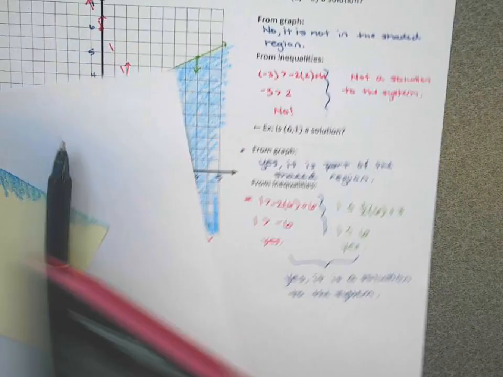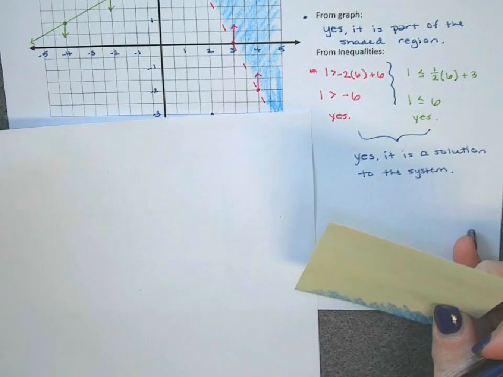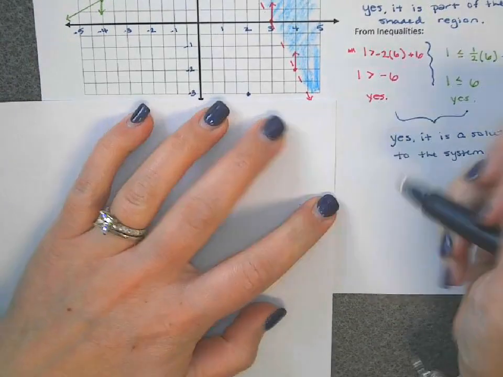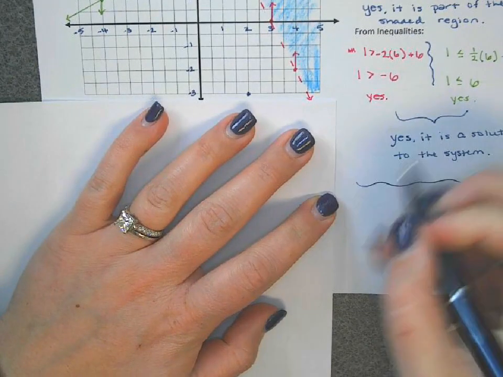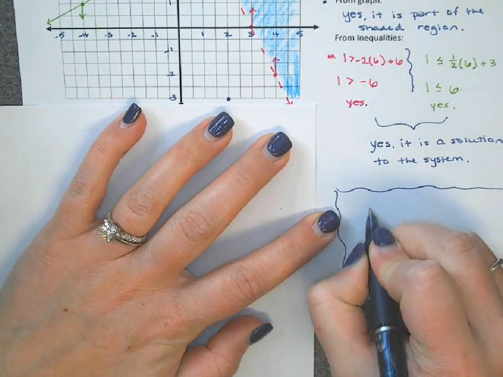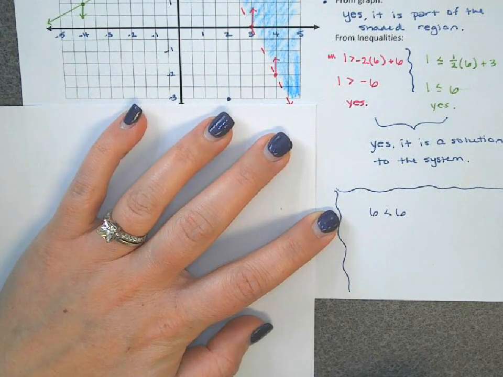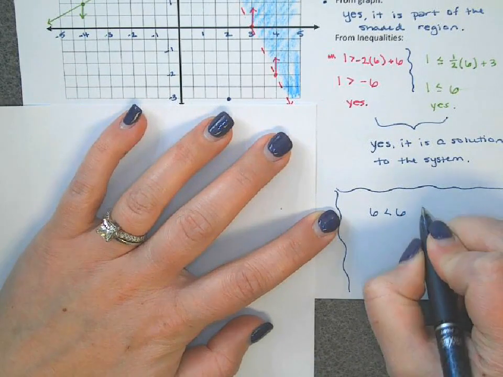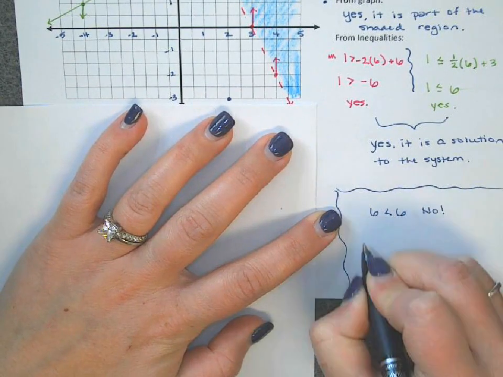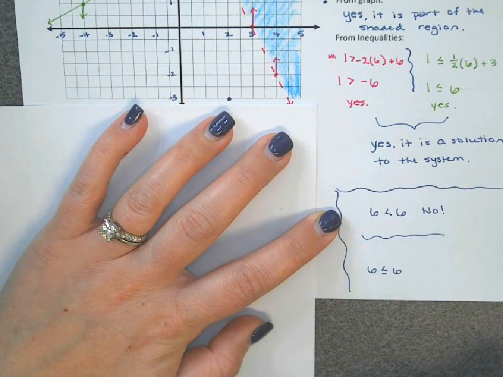Now, one more thing to think about here is if I had a scenario where I had 6 is less than 6, is that true or no? Is 6 less than 6? No. However, if I had 6 is less than or equal to 6, does that work? Yes.